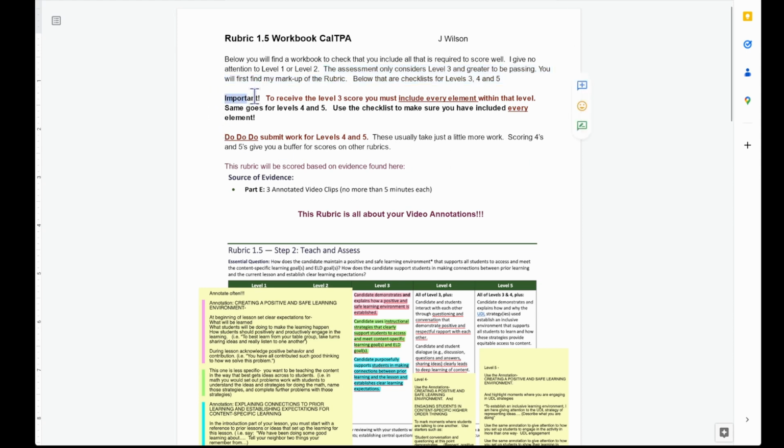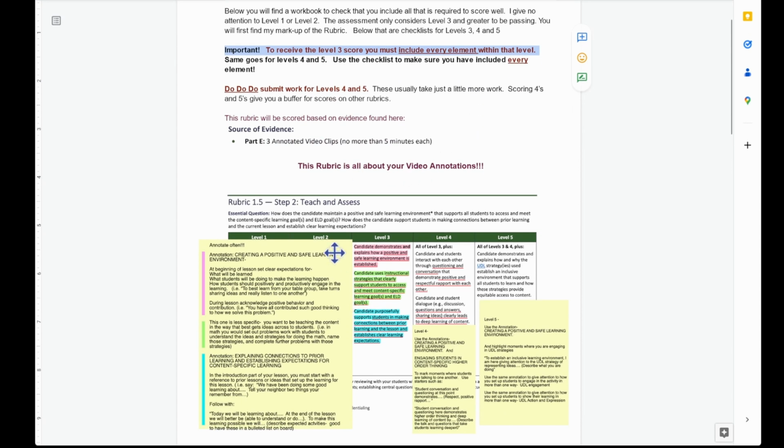And so this is the most important part. To receive a score of level 3, you must include every element within that lesson. That's repeated throughout, and you'll see that it's marked up really strongly in my markup here. I'm going to suggest using checklists to make sure you include every element. And my other suggestion is going for 4s and 5s. Turns out 4s and 5s only require a little more work, and if you get a 4 or a 5, that gives a buffer to your score.